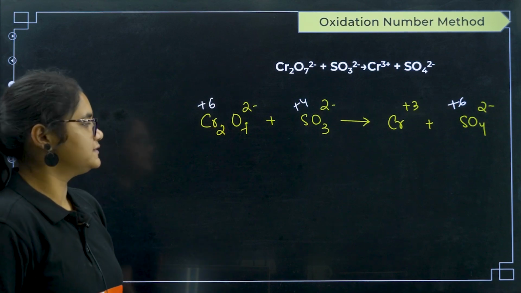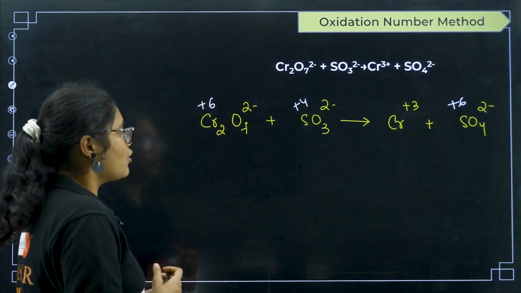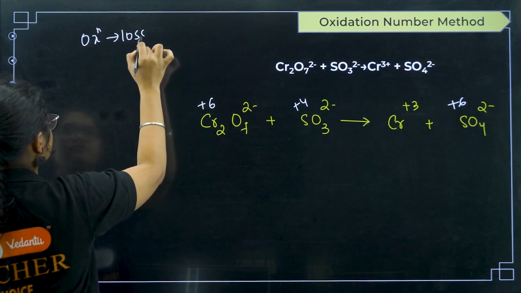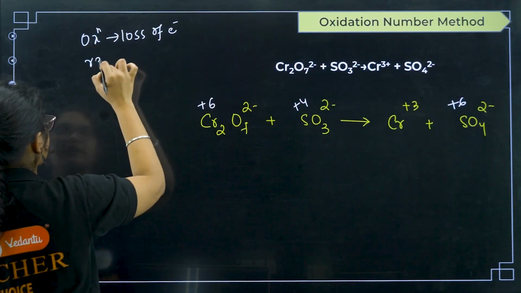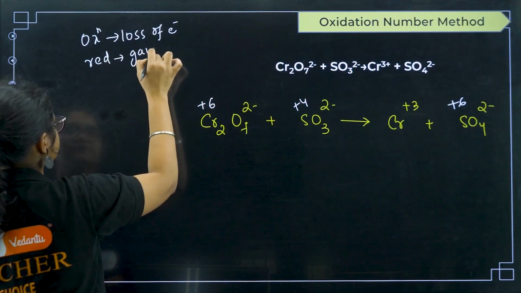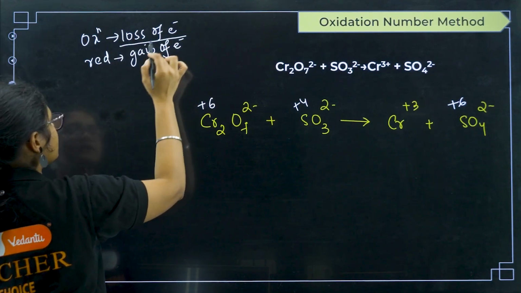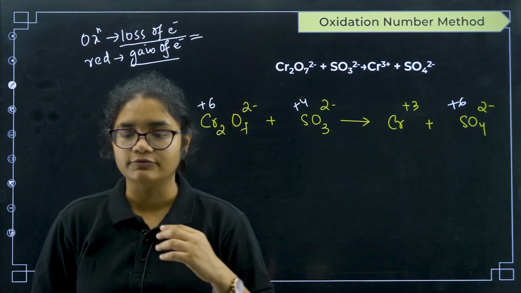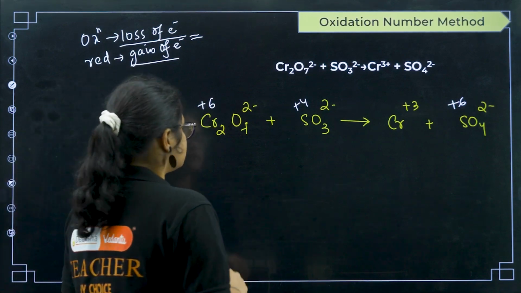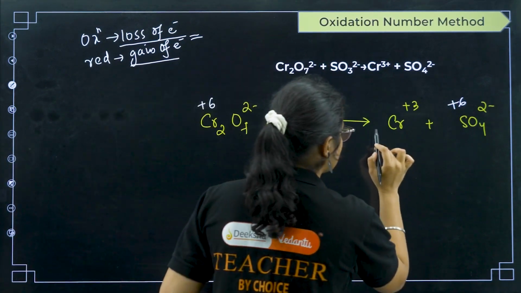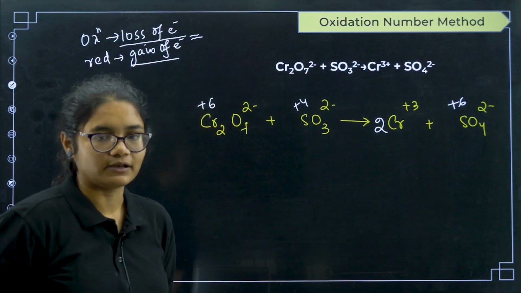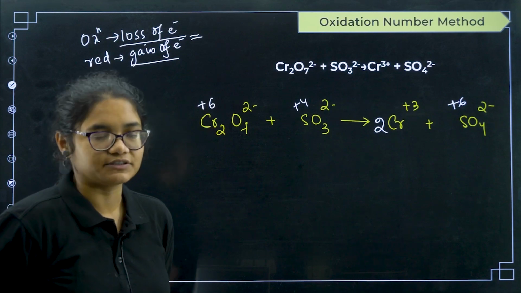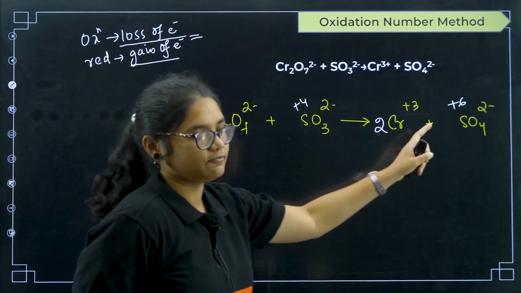Now we have to balance it. Always remember, oxidation is loss of electrons, and reduction is gain of electrons. The loss of electrons and the gain of electrons should be equal. If it is not equal, you have to make it equal. Here we have 2 chromium and only 1 chromium on the other side, so I first balance the atoms. Except oxygen, you need to balance all other atoms first. Now chromium 2, chromium 2, sulfur 1, sulfur 1, it is balanced.